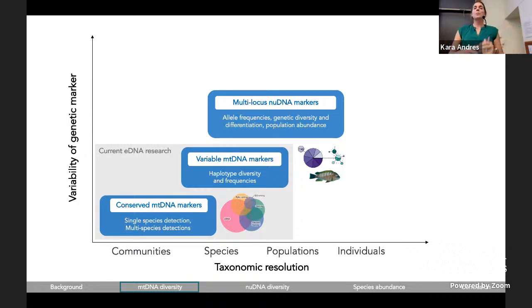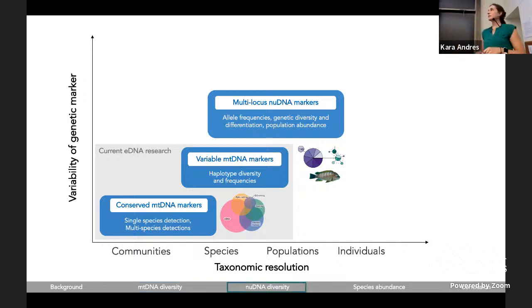Okay, so by moving into the nuclear genome, then we can start to understand patterns of population allele frequencies. We can start to look at genetic diversity and differentiation. And we can also start to learn things about population abundance.